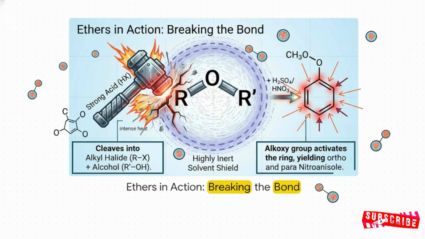They have this highly inert solvent shield, which makes them fantastic, unreactive solvents for other reactions. To actually break that carbon-oxygen-carbon bond, you can't just tap it. You need the chemical equivalent of a sledgehammer. And in this case, that sledgehammer is a super strong acid, like HX, applied with some really intense heat. Only then will that ether finally cleave apart into an alkyl halide and an alcohol.